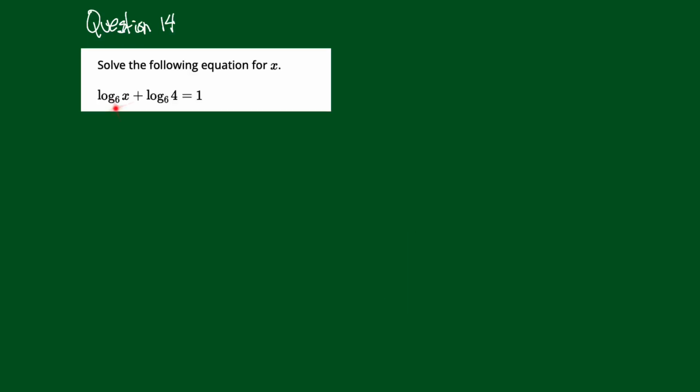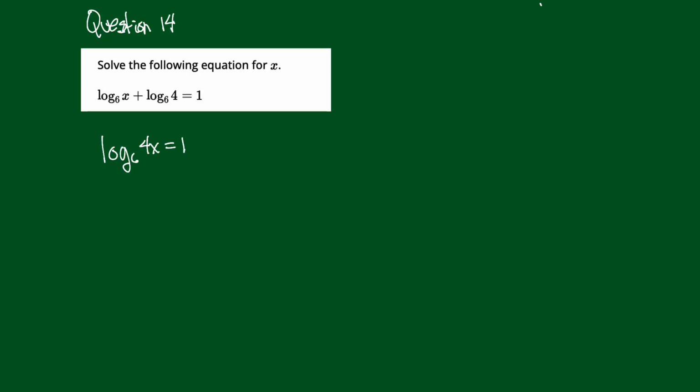Question 14, let's solve this equation. Now the first thing to do is write this expanded form as compacted into one single logarithm. So how about this? It'll be the log base 6. Now I don't see any negatives, so no minuses, so no fraction bar. So I have a plus, that becomes a multiplication. Now x times 4, but I'm going to write it as 4x. That's all equal to 1.